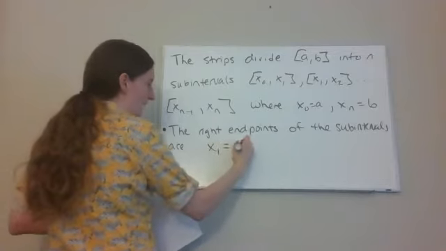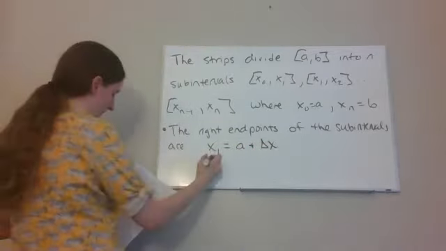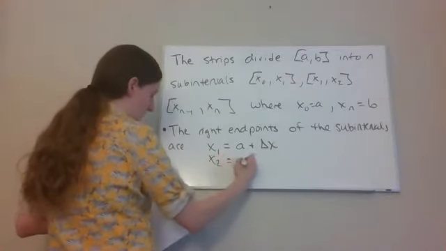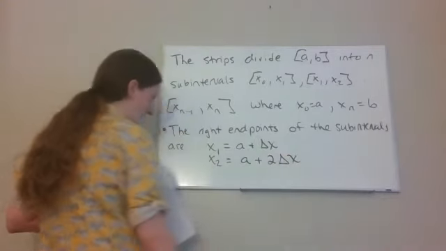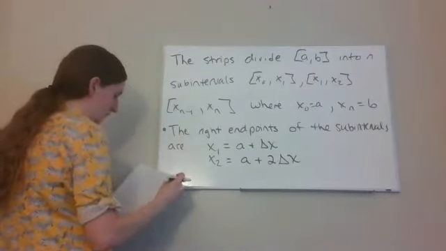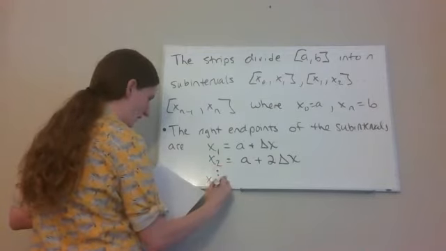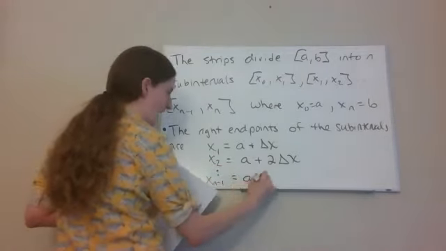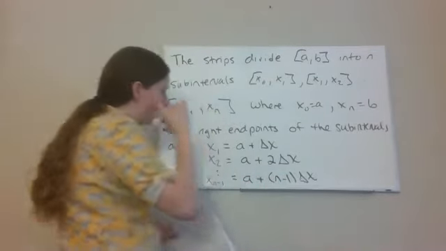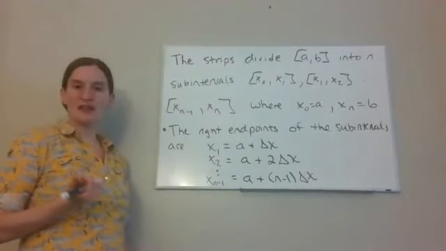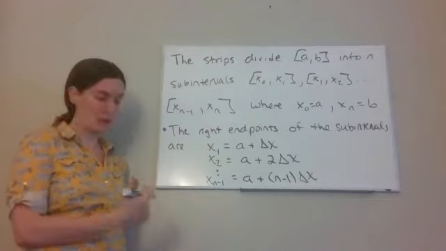x1, which is my a plus the width of the interval, x2, which is a plus the width of 2 of these strips. And I have an xn minus 1 is a plus n minus 1 of these strips. So I get what the right endpoint is of each subinterval by adding the width of the strip to the previous one.